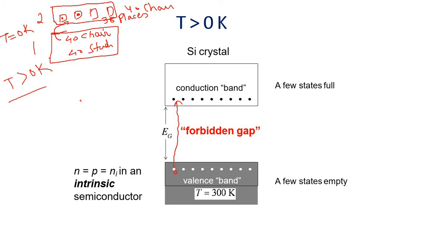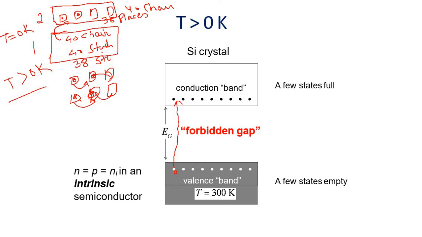So now how many electrons are there? How many students are there? 38, and 40 chairs. So 40 chairs, meaning students are there, and 2 chairs are vacant. So these students can move into this chair. When these students move to this chair, other students come into these places. So electrons are moving. So this is a kind of analogy.